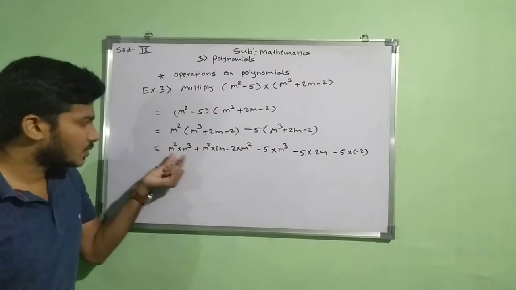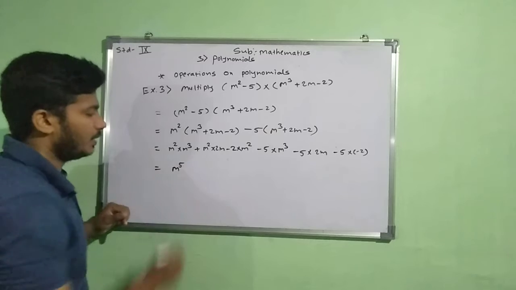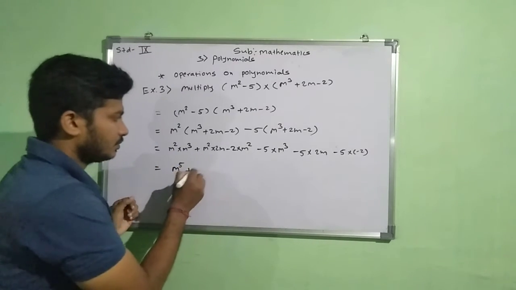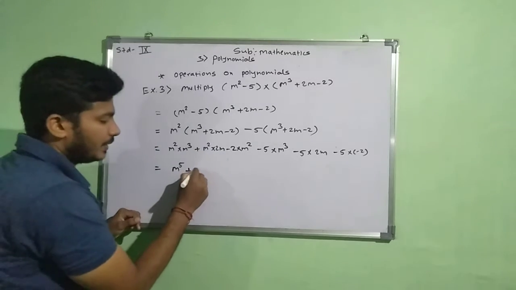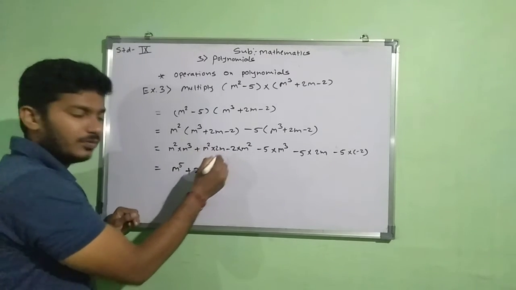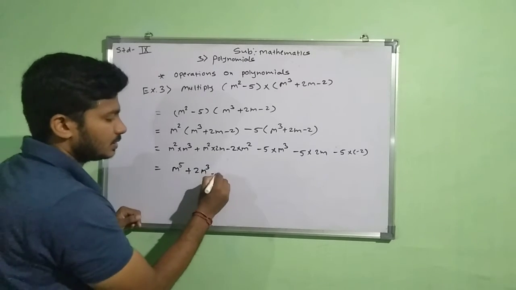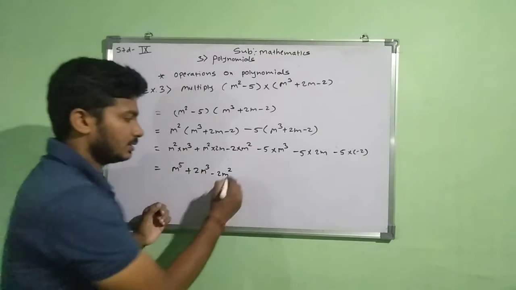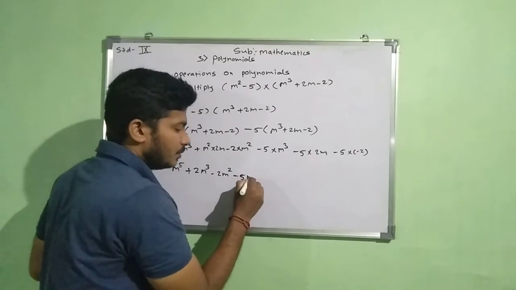Now m square and m cube will become m raised to 5 times n, plus m square into 2m. So that 2 will be as it is, and m square into m will become m cube, that means 2m cube minus 2m square. Now on the other side, minus 5 into m cube will become minus 5m cube.